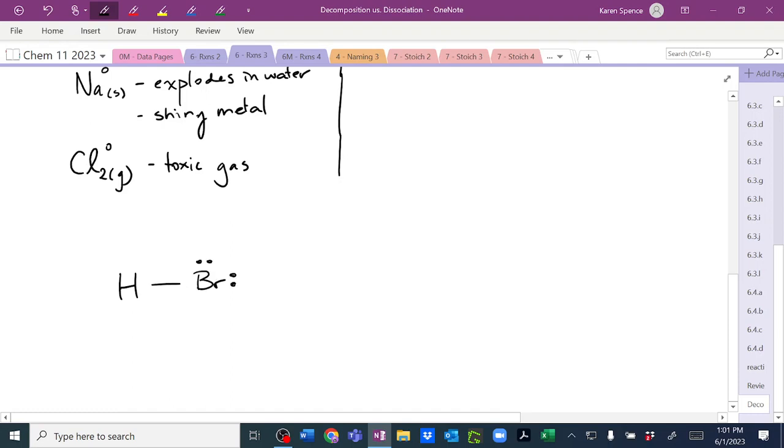Here's our Lewis structure for HBr, yes. And let's say that I decompose this. And in fact, I'm going to replace that line with a pair of dots, so you can see that one of those dots came from the hydrogen and one of them came from the bromine. That's hydrogen bromide gas. Yes? HBr.